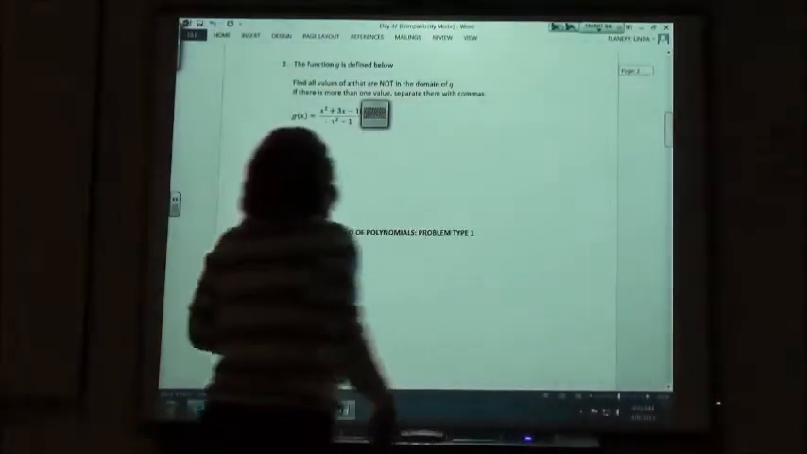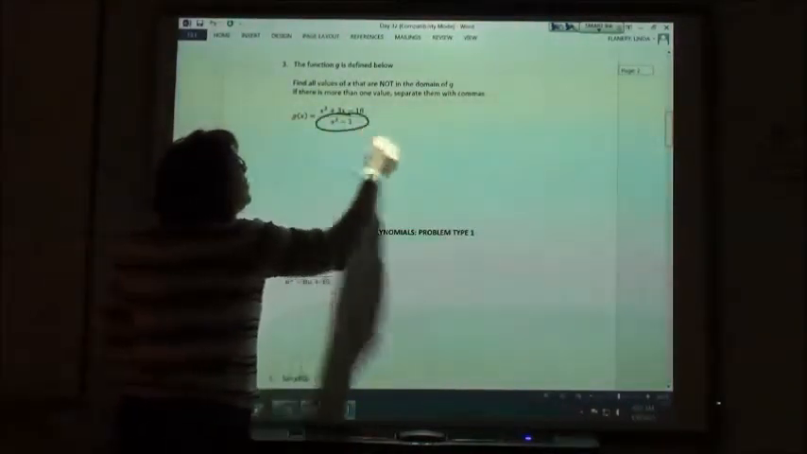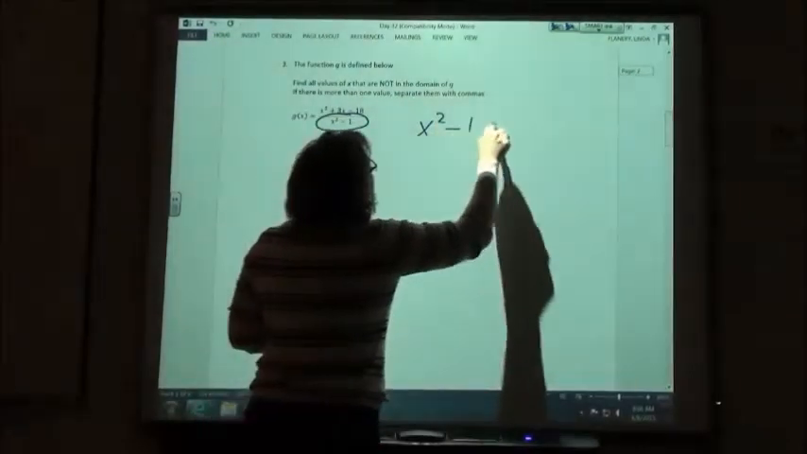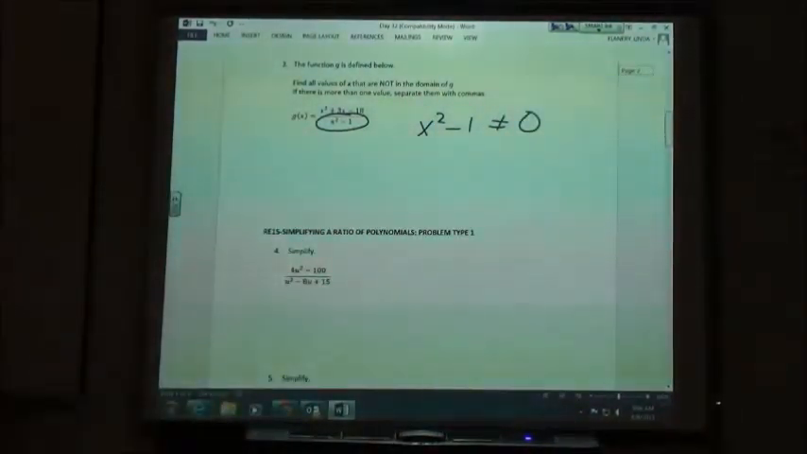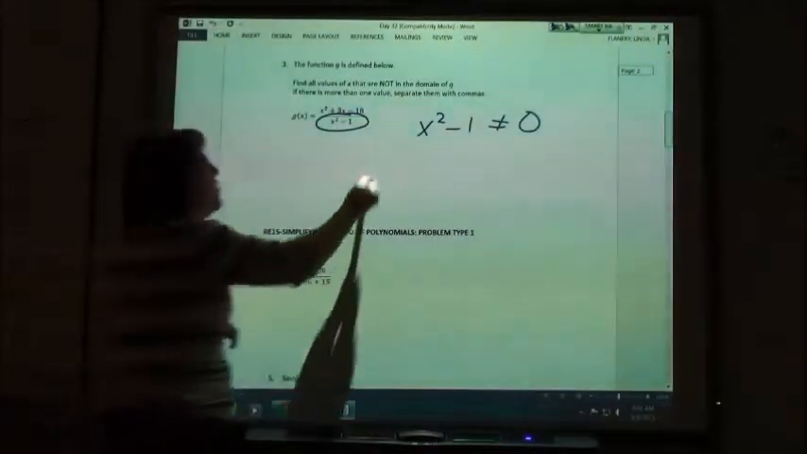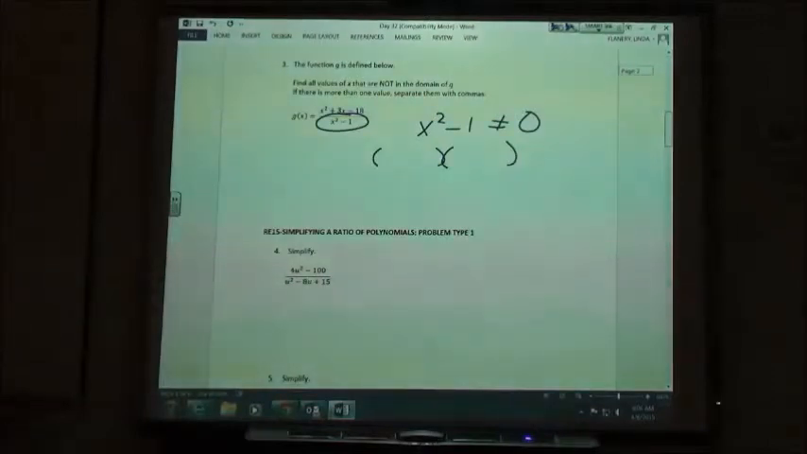So third one, same kind of thing. I want to find the values that are not in the domain of g. We know we have a fraction. We know that in the fraction, the denominator, the x squared minus 1, can't be equal to 0. Again, this one does have the squared term, so we know that it came from factoring out using my 2 sets of parentheses.